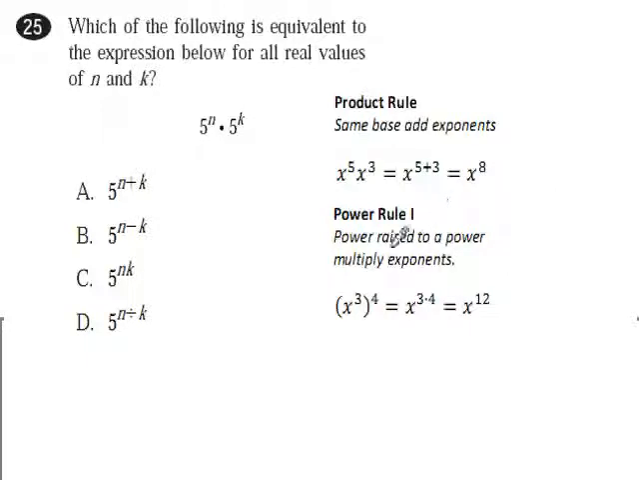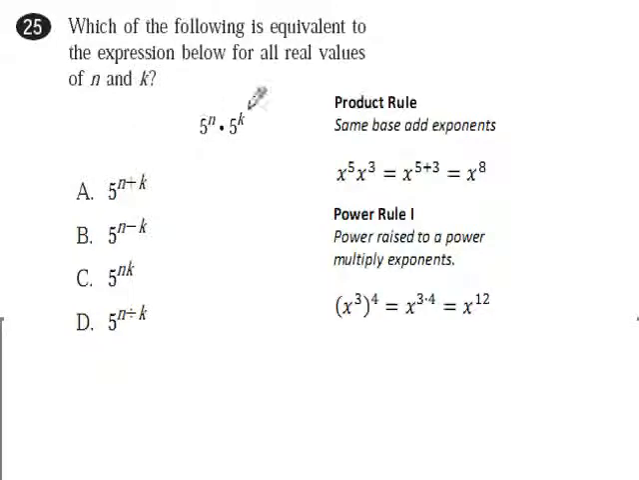The power rule is when you have a power raised to a power, you multiply the exponents, right? So I have x to the 3rd, and that entire thing is raised to the 4th power. When I raise a power to a power, I multiply the two exponents. So that becomes x to the 12th here.